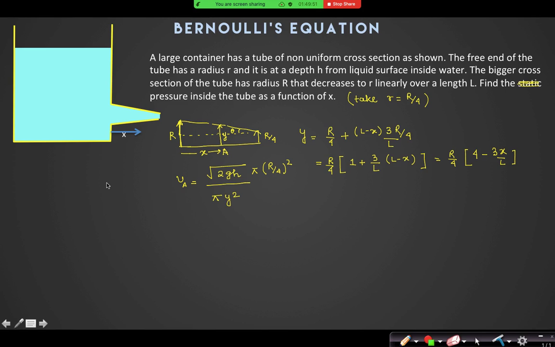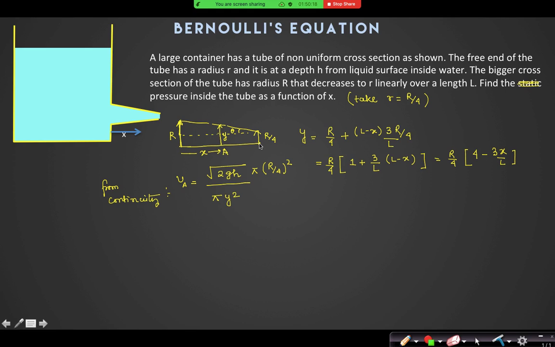Then what have you done in that? So y is r by 4 into (4 minus 3x by L). Then from continuity, can I write this equation? VA into pi y square is equal to root 2gh into pi (r by 4) square, because the velocity at this point is root 2gh.